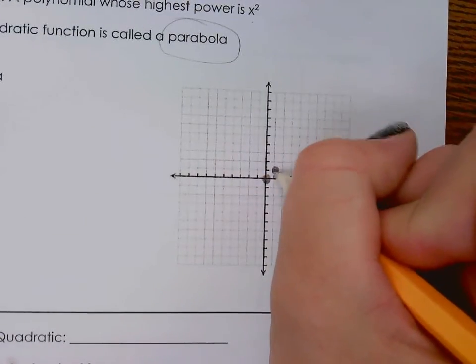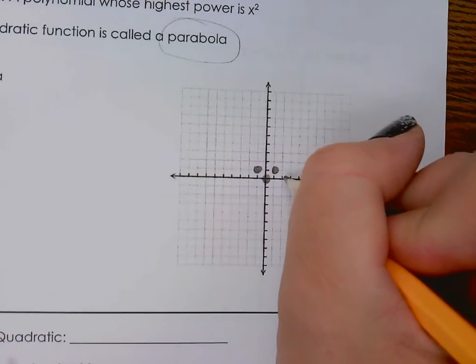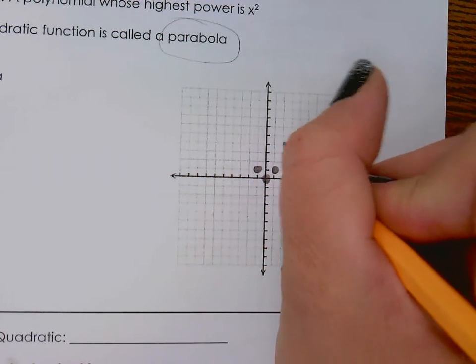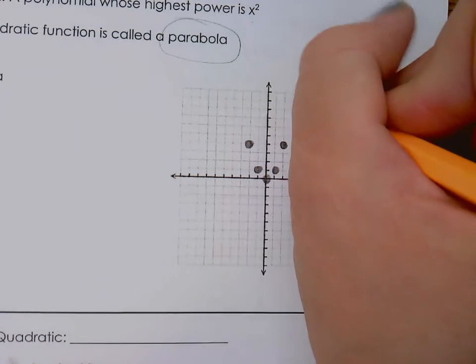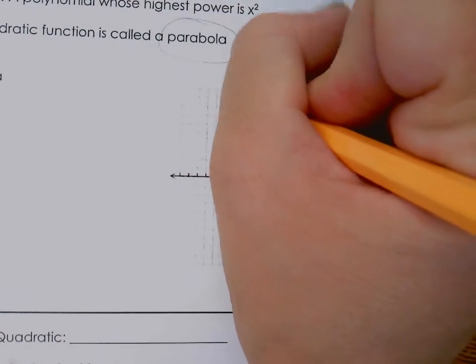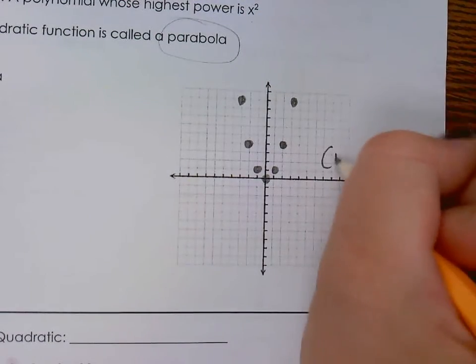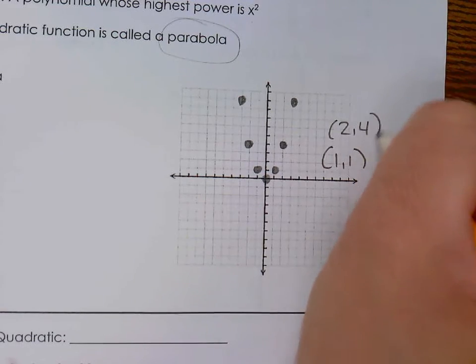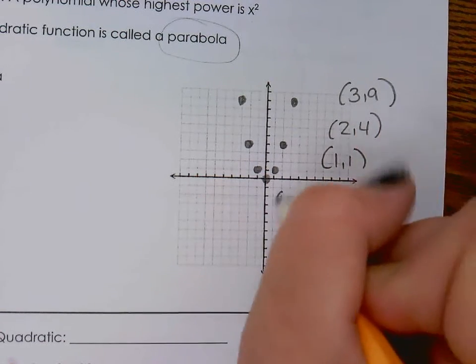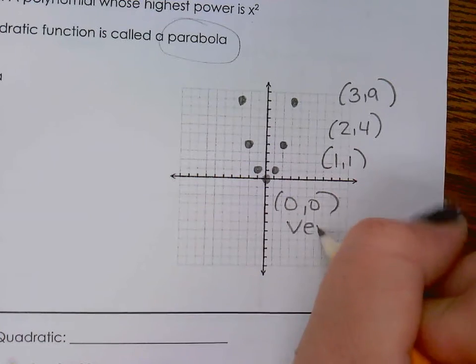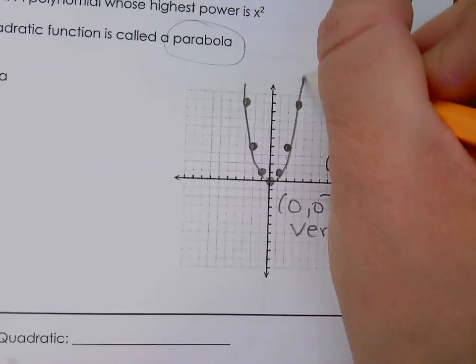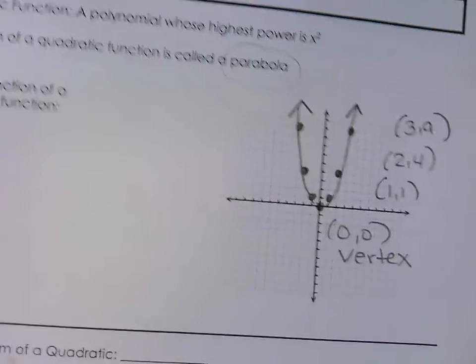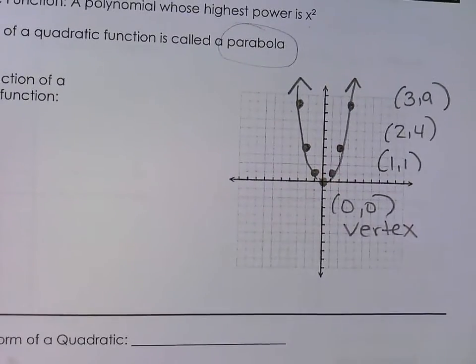So we know that our vertex is at 0, 0, 1, 1 on either side, and then 2, 4, because 2 squared is 4, and then 3, 9, because 3 squared is 9. So 1, 1, 2, 4, 3, 9. I guess I should write 0, 0 is my vertex. And then it's a smooth curve, and it continues forever going up. So you have to know the quadratic.